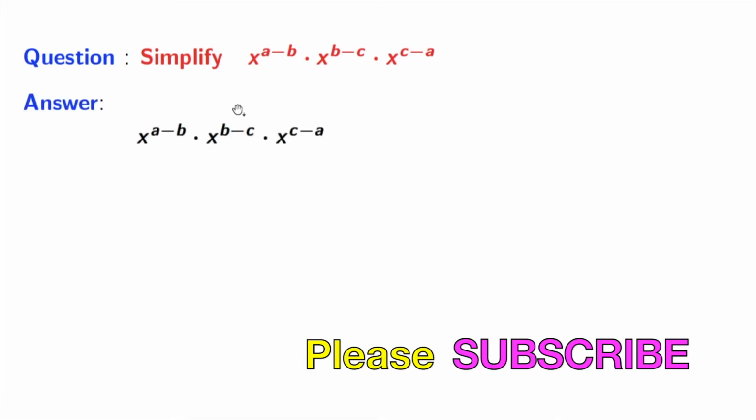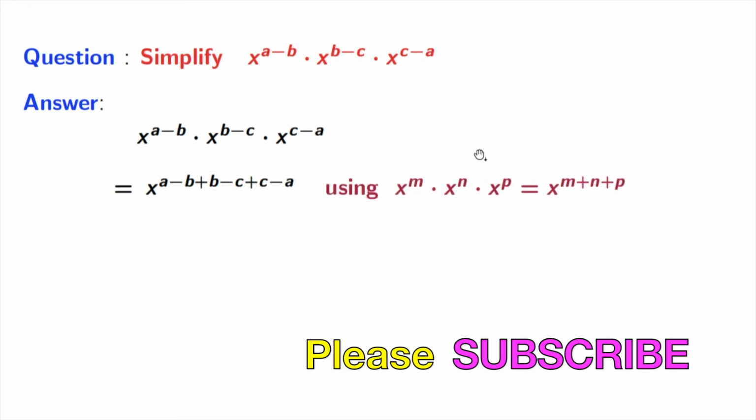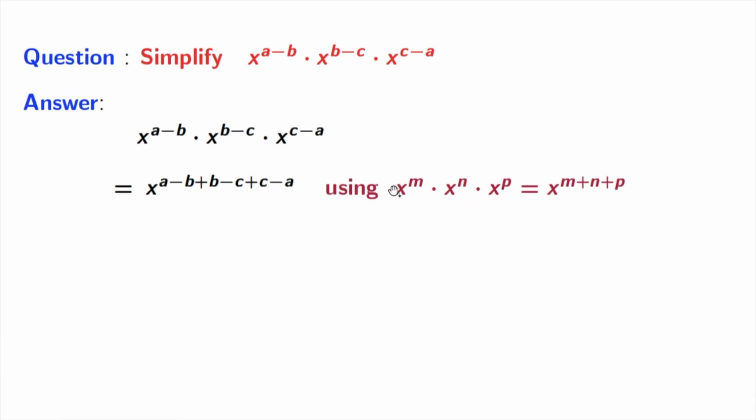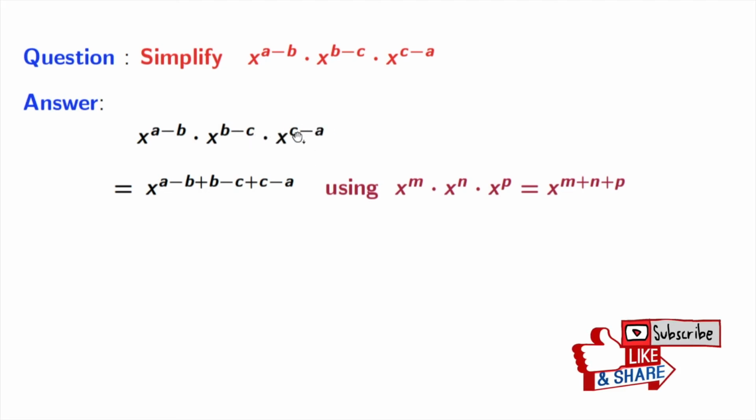Now this is our given expression, and we can rewrite it as x power a minus b plus b minus c plus c minus a. Here we have used this rule of indices, that is x power m times x power n times x power p is equal to x power m plus n plus p. Here m denotes a minus b, n denotes b minus c and p denotes c minus a.